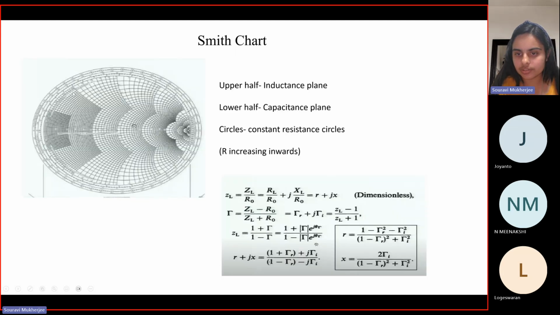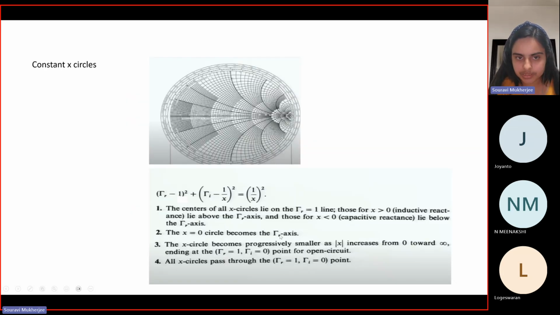Now, if we look at the imaginary part, we can get a similar expression, which would be something like this. This is again an equation of a circle. Here you can see that the centers lie at 1 comma 1 by x. That means the centers of all x circles lie on the tau r equal to 1 line. If you draw a line like this, it would correspond to the tau r equal to 1 line. So this is the tau r equal to 1 comma 0 point.